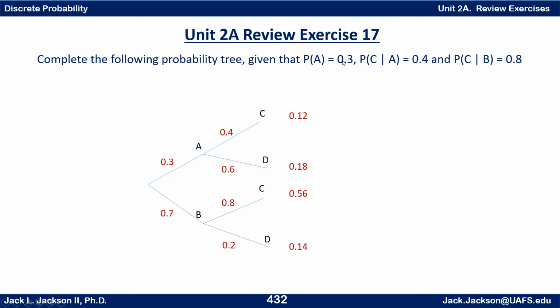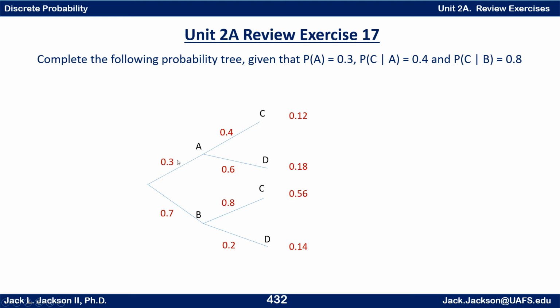Well, let's put in what we know first. This is 0.3 here for probability of A. Probability of C given A is right up here on this second tier at the top, so that's 0.4. Probability of C given B is down here, so that's the 0.8.